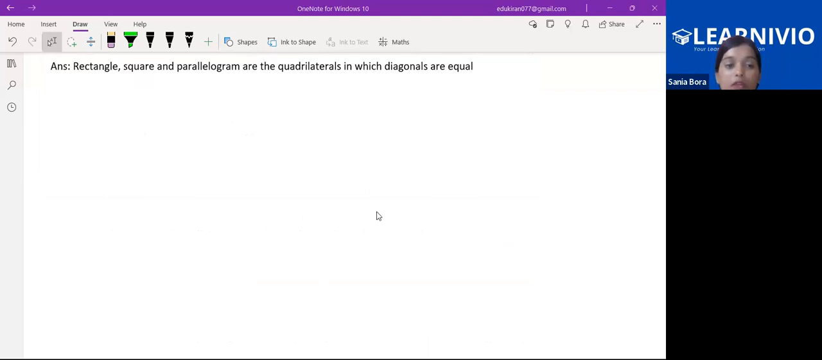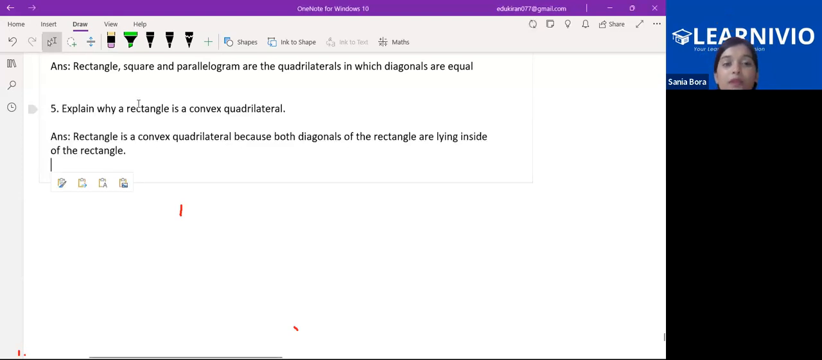Okay. There's one more question: explain why a rectangle is a convex quadrilateral. So first of all, you should know what a convex quadrilateral is, right? Who will tell me what a convex quadrilateral is? The angles are inside or outside? Tell me. Inside. Very good. Inside. Yes.